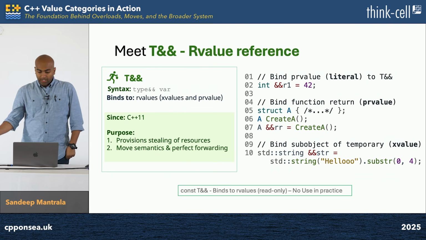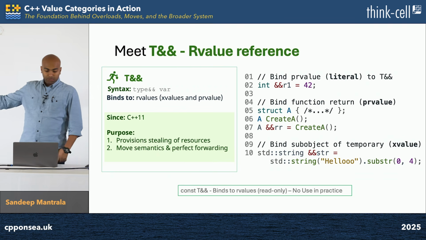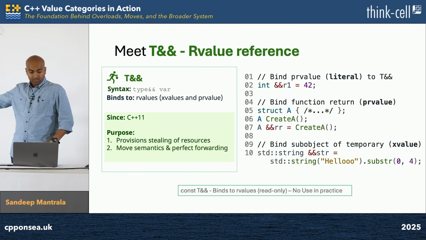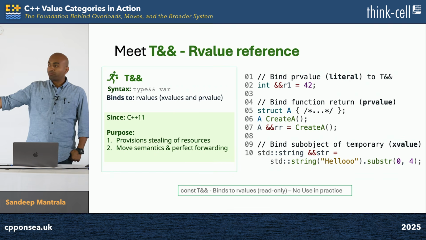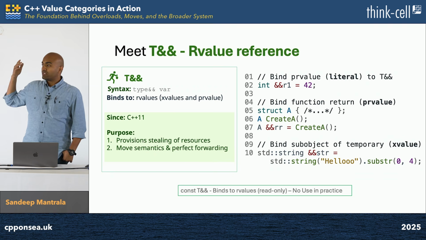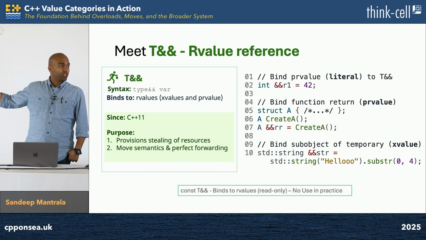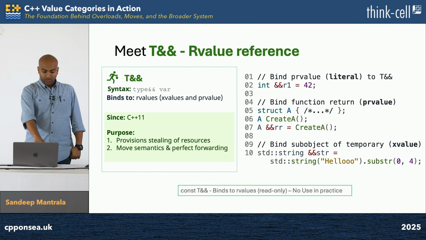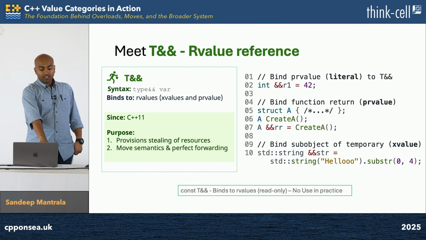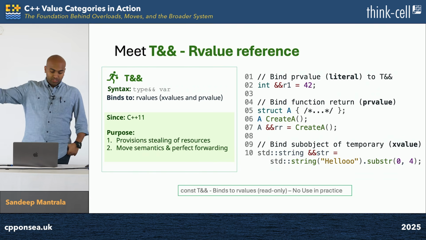So on the right, we have examples of using an R value reference. int&& r1 = 42. So what is 42? It's a literal, so it's a PR value. Since it is a PR value, in order to bind to it, we have to use an R value reference. So r1 is an R value reference to the literal 42.